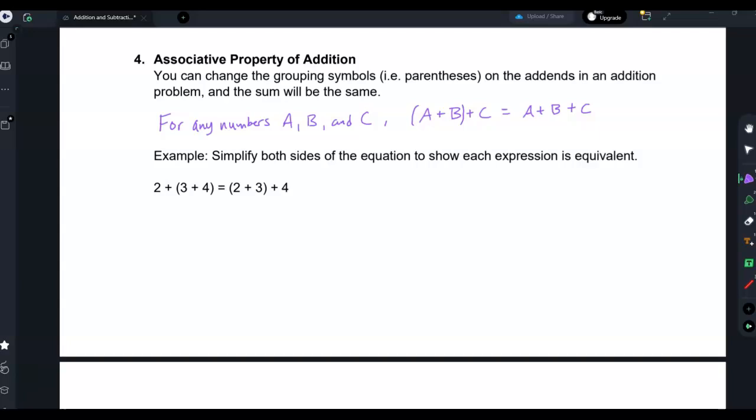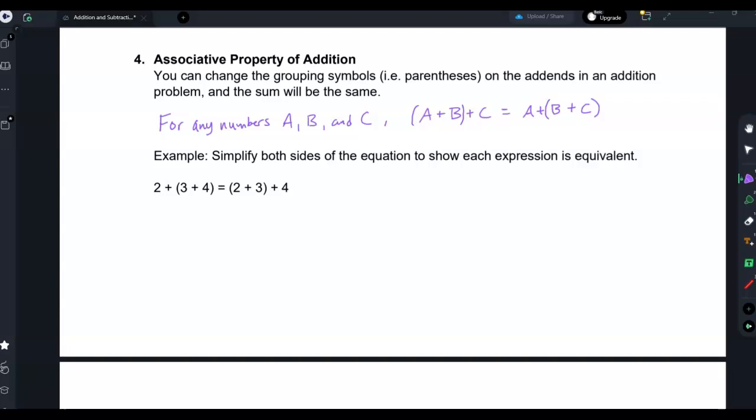But if I change the association, if I do B plus C in parentheses first, we do what's in parentheses first, I would get the same answer. I get the same sum, the same thing on both sides of this equation. So let's demonstrate that with a concrete example without A's, B's, and C's. So let's say 2, 3, and 4.